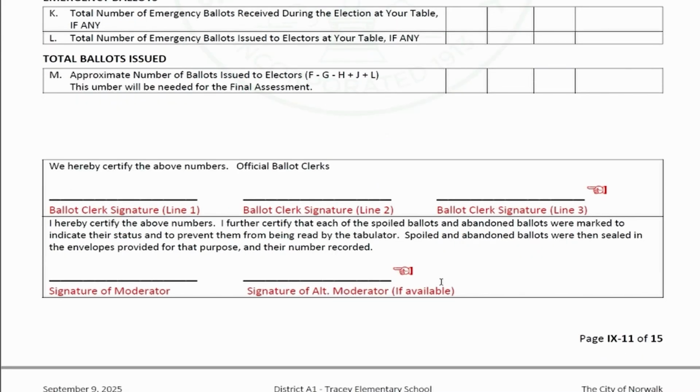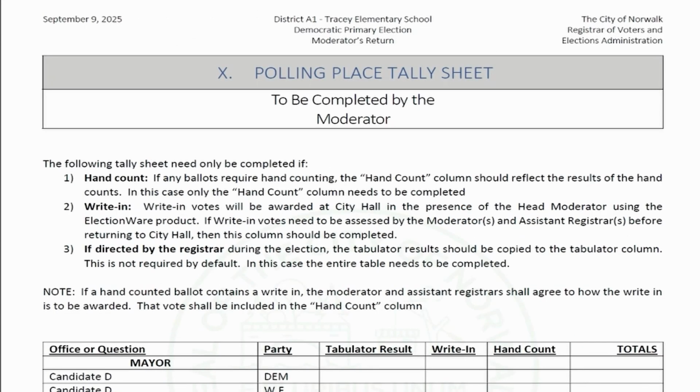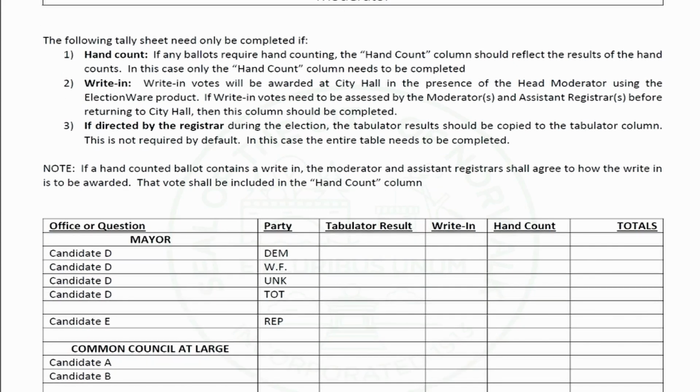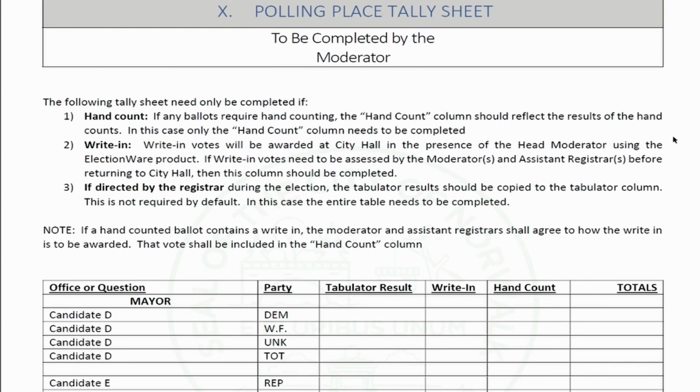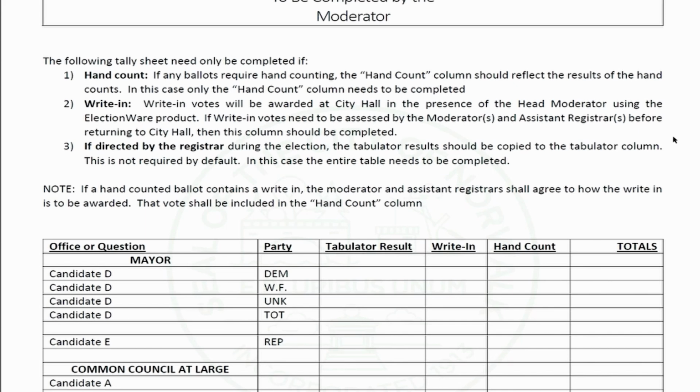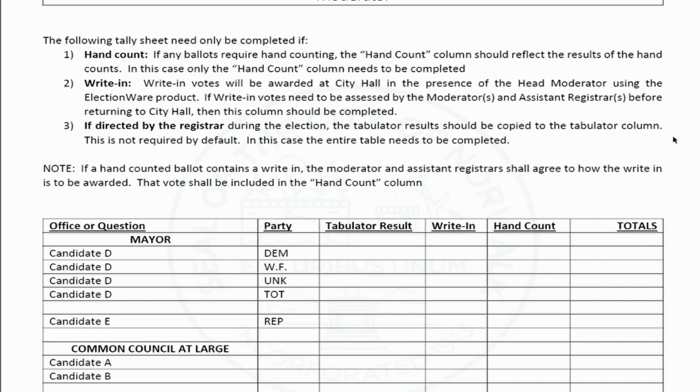At the end of the election, the moderator will feed all ballots from the auxiliary bin through the tabulator. Once the election has been closed, the tabulator will print a closing report. The printed tape will be taped on the last page of this moderator's return. There is no need to copy the results printed on the tape into this polling place tally sheet section. The numbers are already on the printed tape and will be returned to City Hall in a digital format on the memory stick.